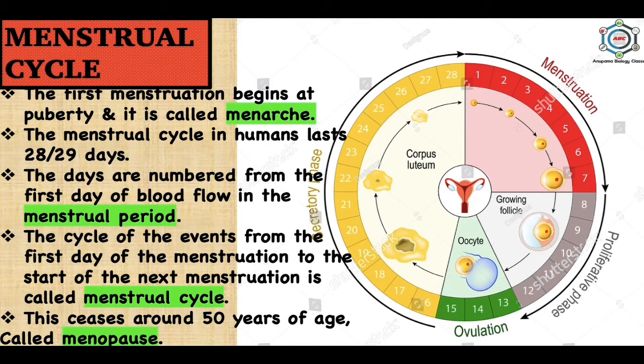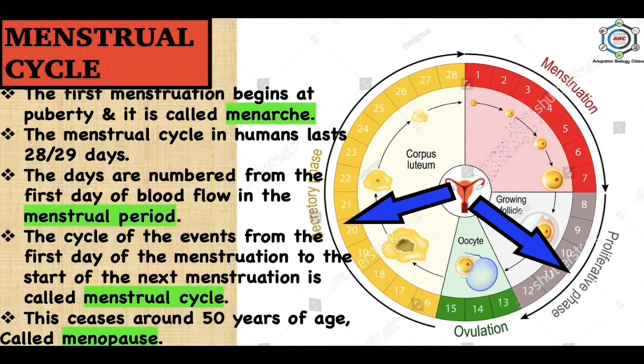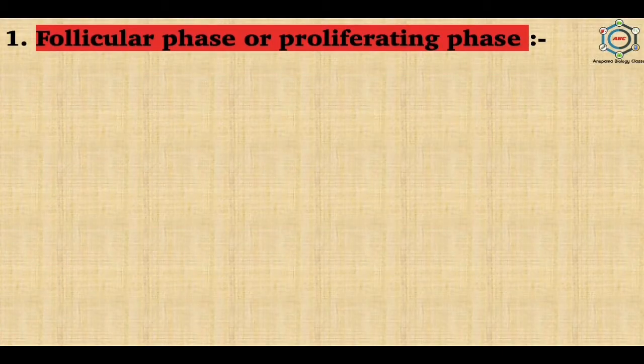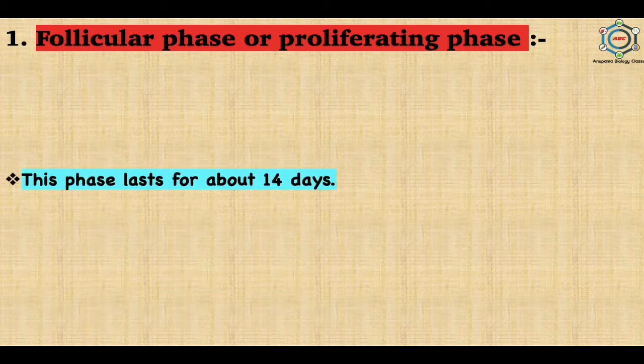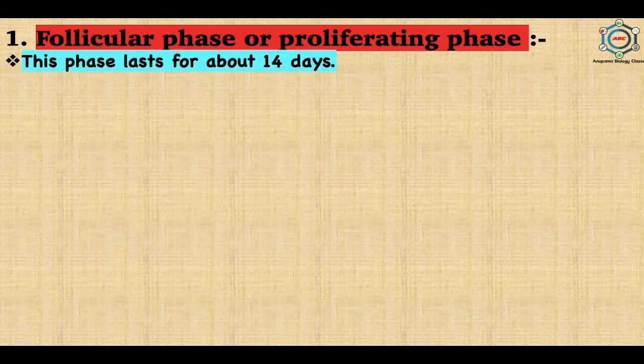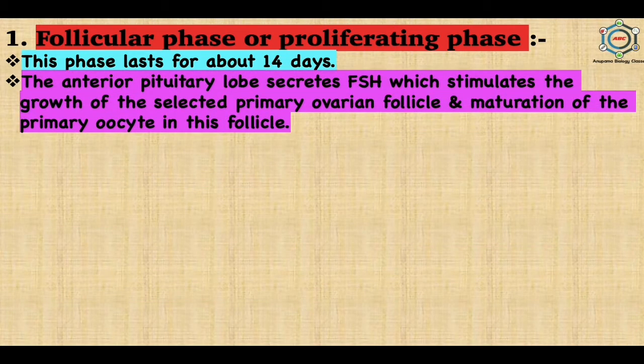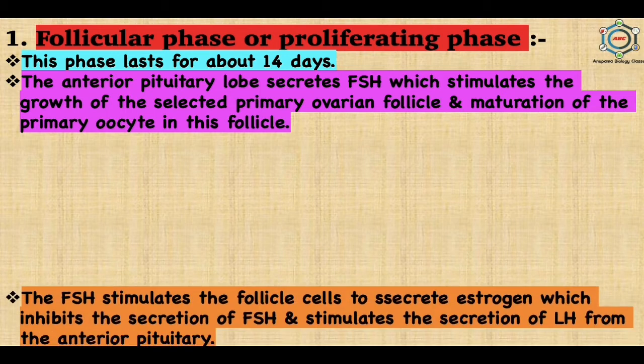In the menstrual cycle, there are three phases. The first is the follicular or proliferative phase, the second is the secretory phase or luteal phase, and the last is the menstruation or bleeding phase. Here we will discuss every part in detail. First is the follicular phase or proliferating phase. This phase lasts for about 14 days. Here, the anterior pituitary lobe secretes FSH, the follicle stimulating hormone, which stimulates the growth of the selected primary ovarian follicle and maturation of the primary oocyte in the follicle.